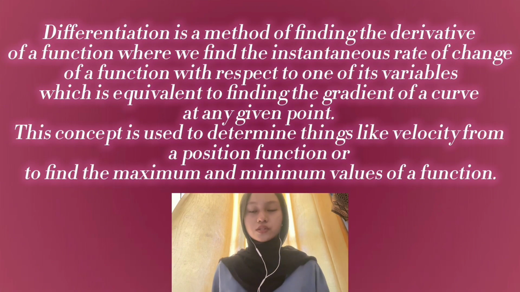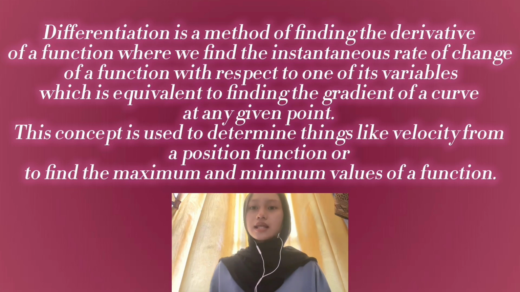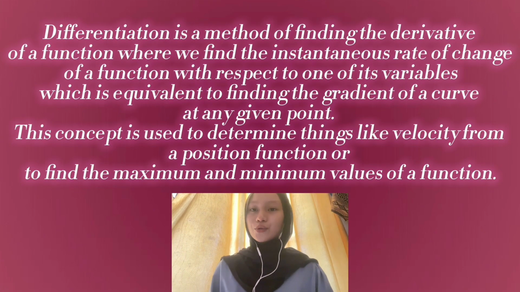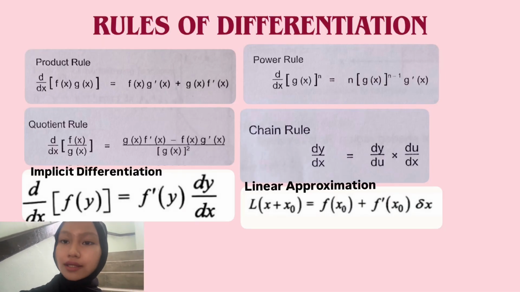So if the graph goes up, then it's a positive derivative. If the graph goes down, it's a negative derivative. But if the graph is flat, then the derivative is equal to 0. There are many rules of differentiation, including power rule, product rule, quotient rule, chain rule, implicit differentiation, and linear approximation.